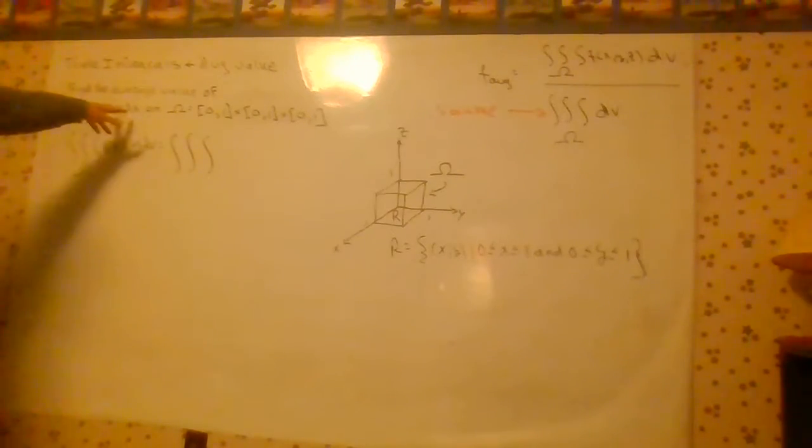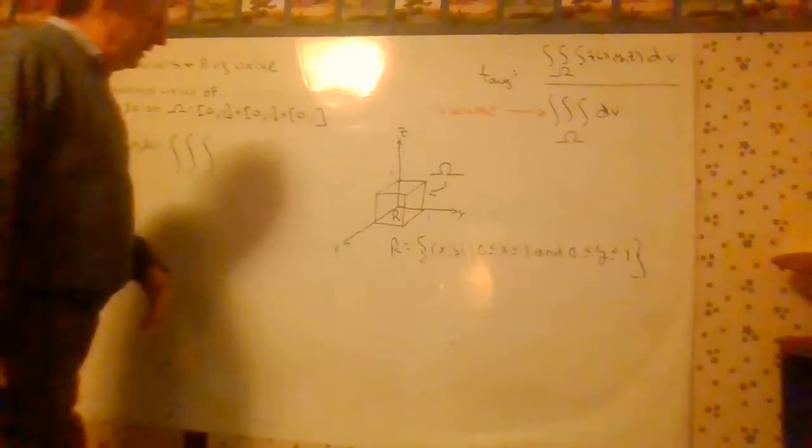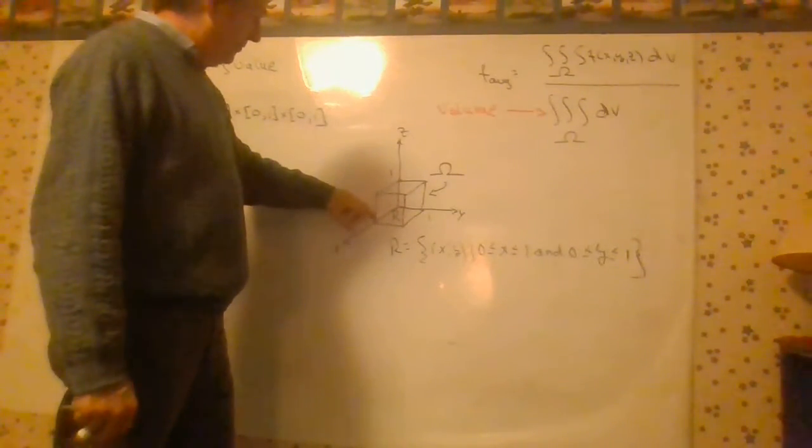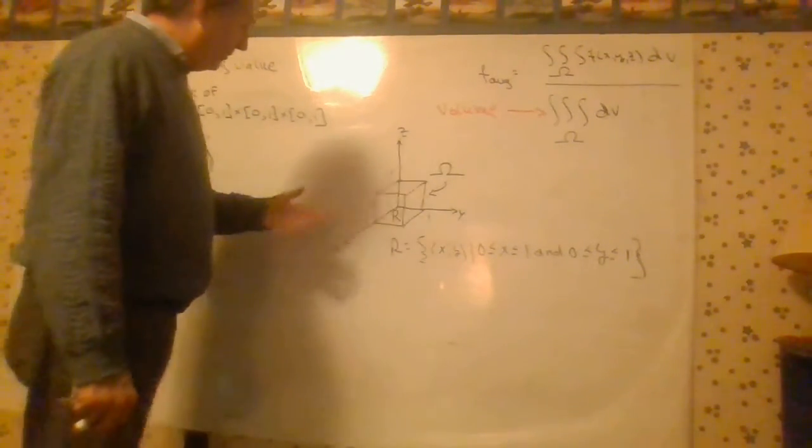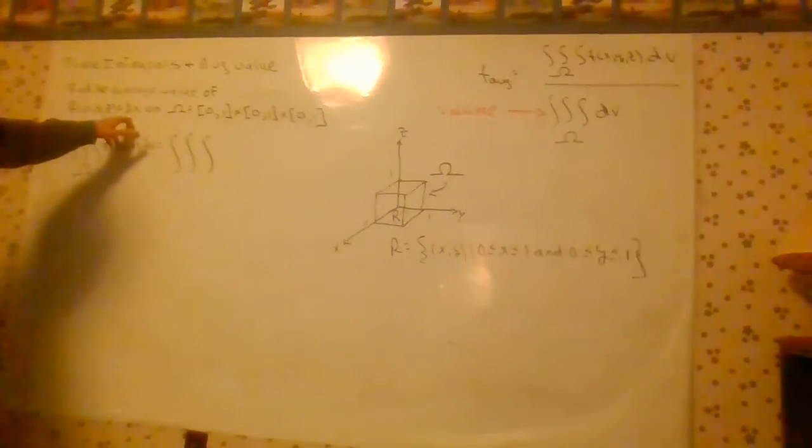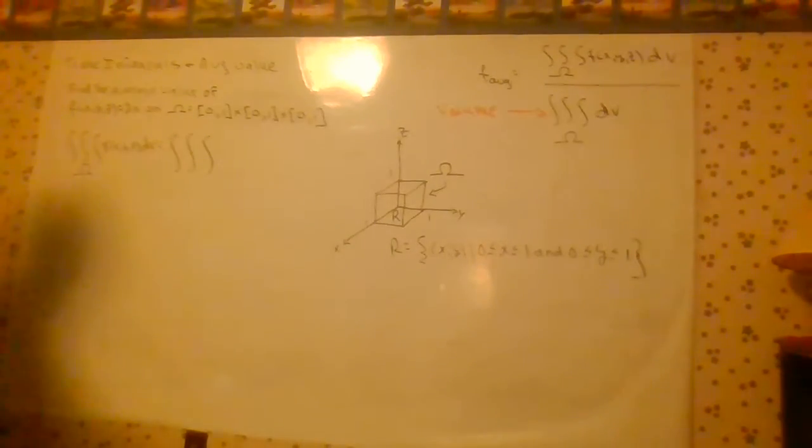It's very easy to see what the average value is. This function only varies with x. Here it would be 0, here it would be 2. The average value would be 1. Halfway between 0 and 2 is 1. We expect 1 for an answer.